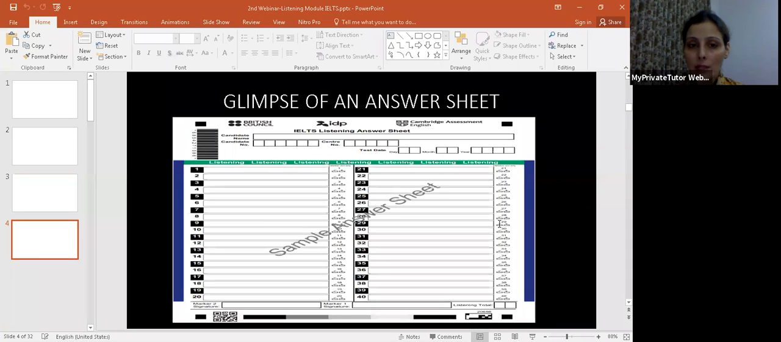I would like you to have a glimpse of an answer sheet. It is going to be like this. It's a sample answer sheet of the IELTS listening exam. You have to be very particular and focused. You have to write the answer next to the same question. If you're answering question number one, you have to answer it right in front of that number. Otherwise it's going to be marked wrongly. You have to be very, very careful in doing that.